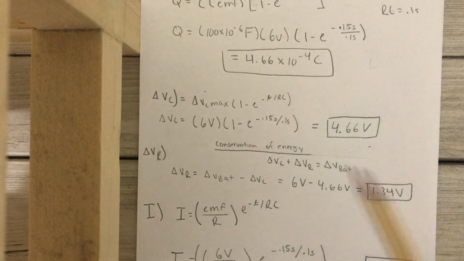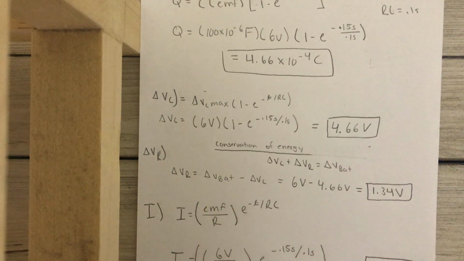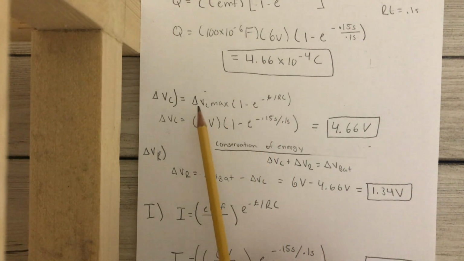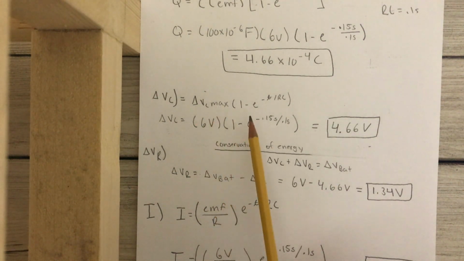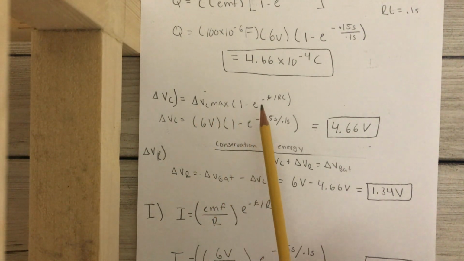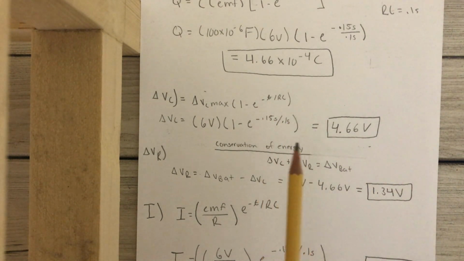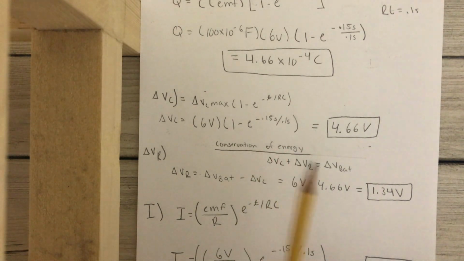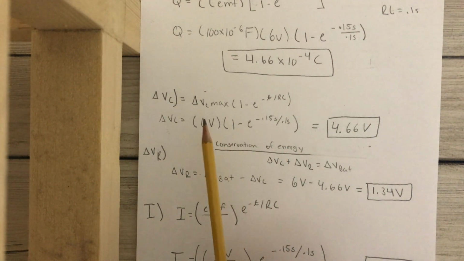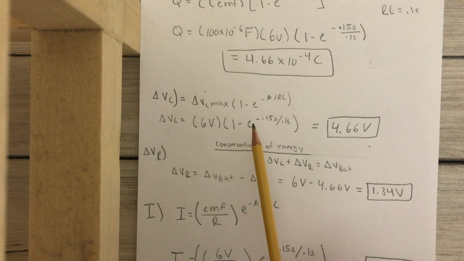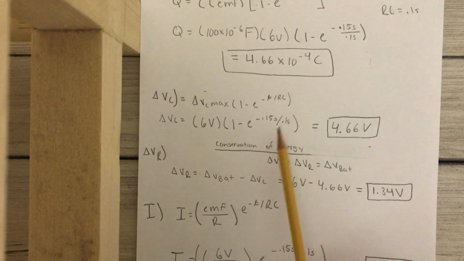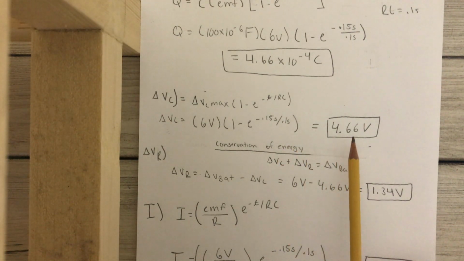In order to find the voltage across our capacitor, we can use the equation: the voltage across our capacitor is the maximum voltage of that capacitor times 1 minus e raised to the negative t divided by RC. The maximum voltage that our capacitor can have is 6 volts, since we only have a 6 volt battery. So we just do 6 volts times 1 minus e to the negative 0.15 seconds divided by 0.1 seconds, and we get 4.66 volts.